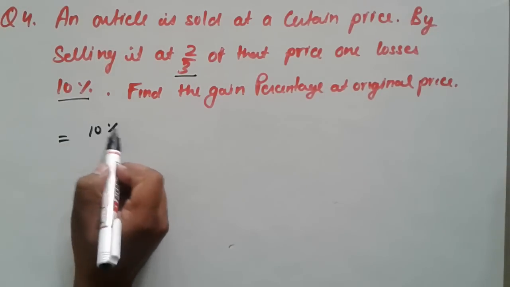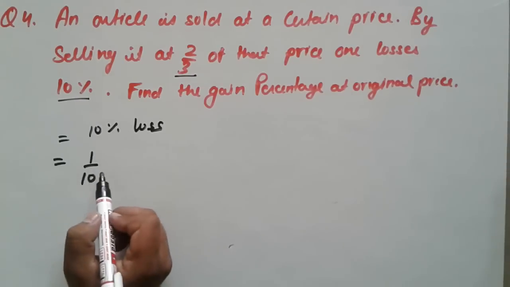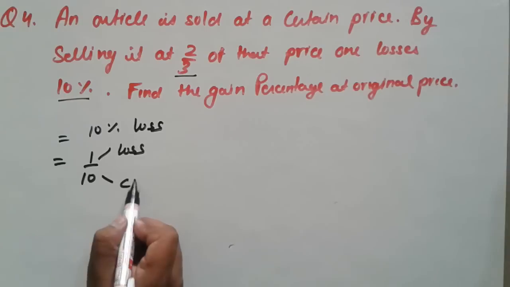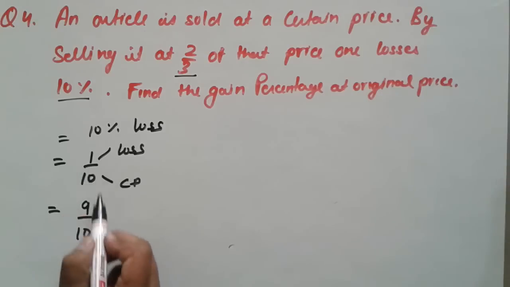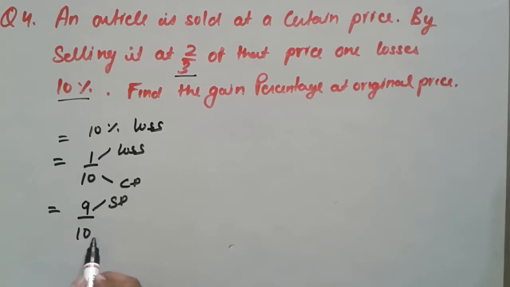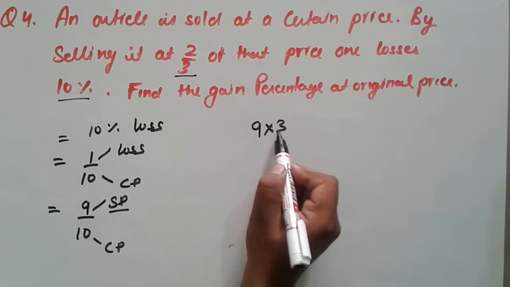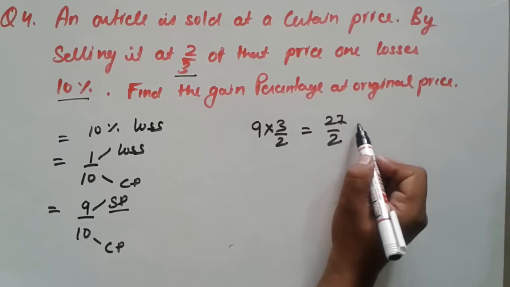So 10% loss in ratio is 1 by 10. Here the numerator is loss and the denominator is CP. In the ratio of selling price by cost price, it is 9 by 10, that is 10 minus 1, 9. So it's the selling price and it's the cost price, but this SP is 2 by 3rd of the original SP. So if we multiply this SP by 3 by 2, we get the original SP, that is 27 by 2. This is our original SP.